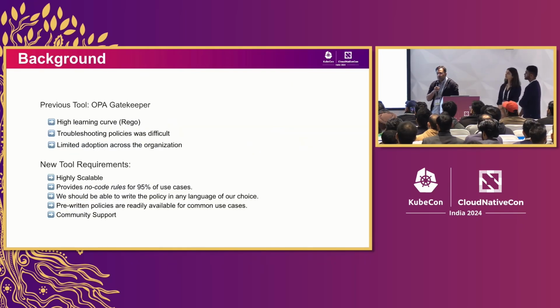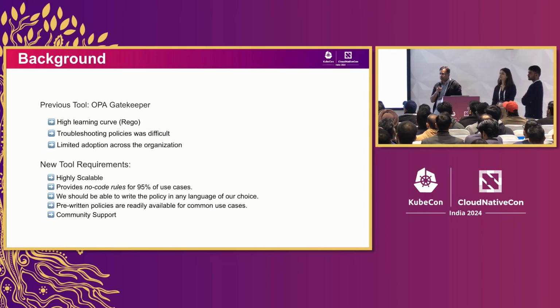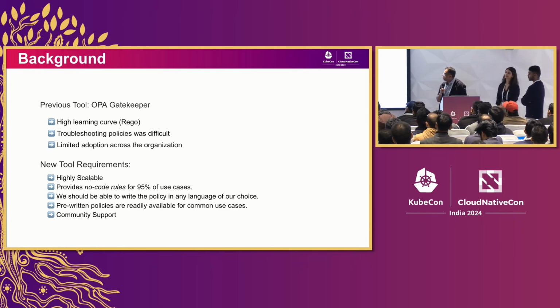Initially, we were using another open source policy engine called OPA. However, we faced some challenges due to which we started looking for alternatives. Some of these challenges are listed here. Any rule in OPA needs to be written in a query language called Rego, and Rego comes with its own challenges and complexities. Especially the learning curve for Rego was very high, and debugging policies, especially complex policies, is challenging and time-consuming.